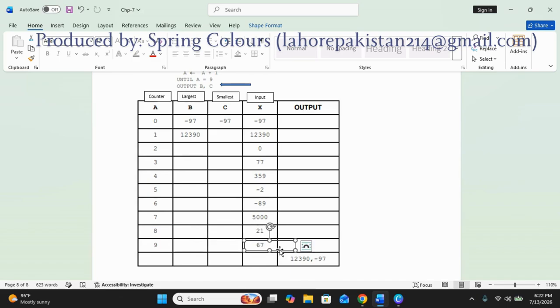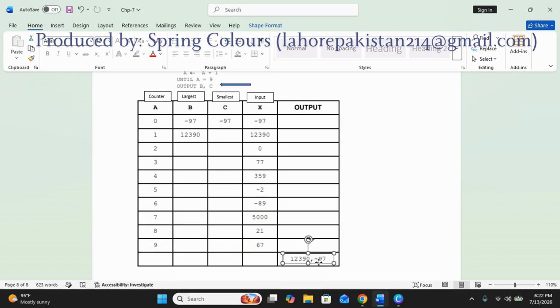The last value given by the user is 67. It is not greater than 12390, so nothing will be assigned to B, because B was storing the largest value. It will also not be assigned to C, because C is storing the smallest value, and 67 is not lesser than minus 97, and the value of counter will become 9.